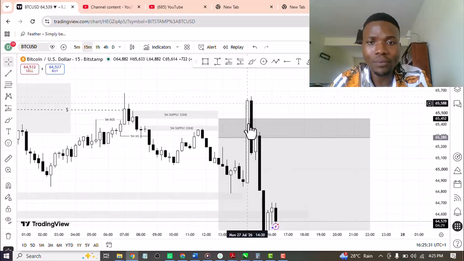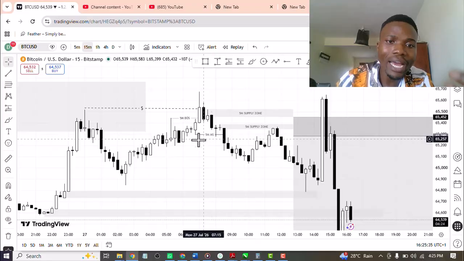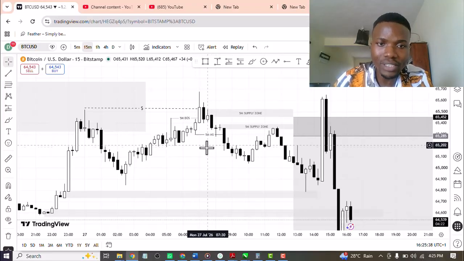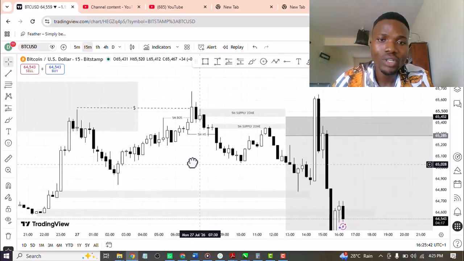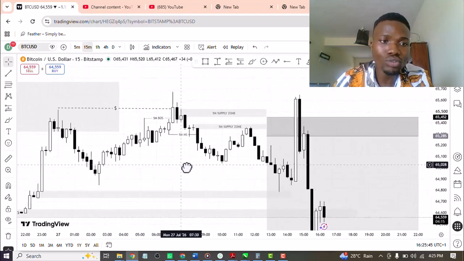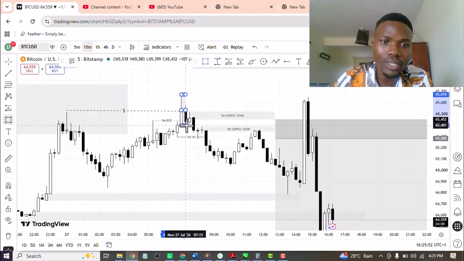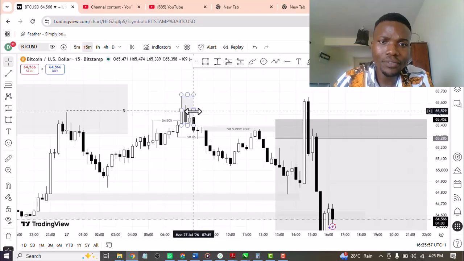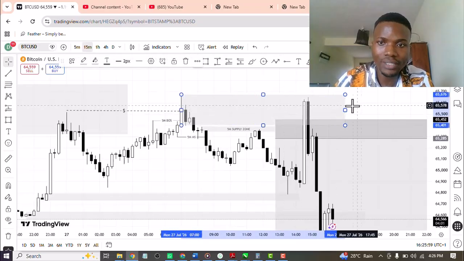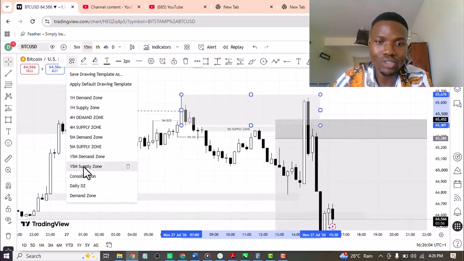Another thing that happened is that I observed that, since I see my market structure shift on the 5-minute time frame and I have my last break of structure to the upside, what I am supposed to expect this afternoon is that I mark up my 15-minute candlestick. Let me just delete this one. So this is my 15-minute candlestick, and this is my 15-minute supply zone.